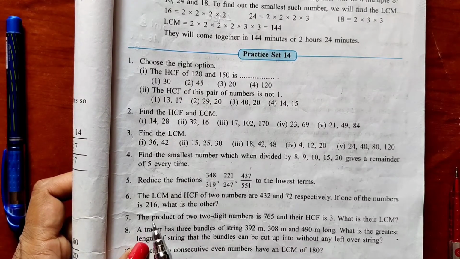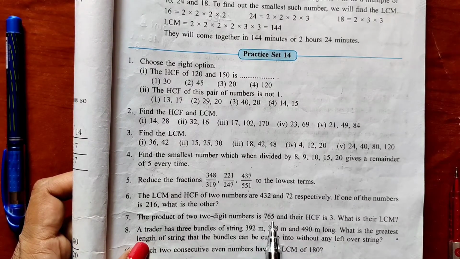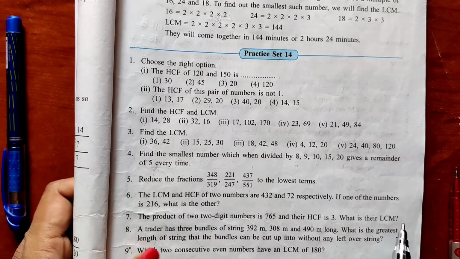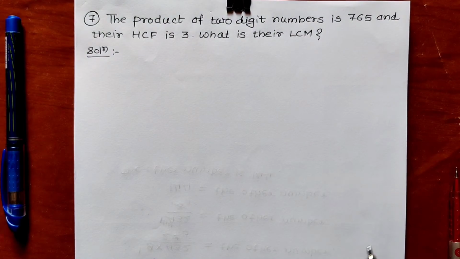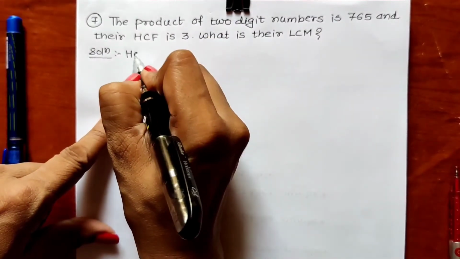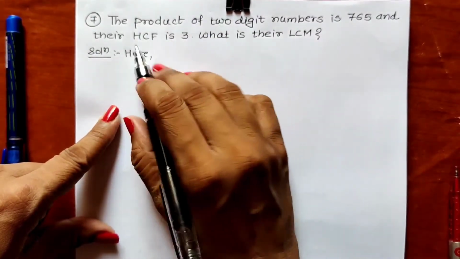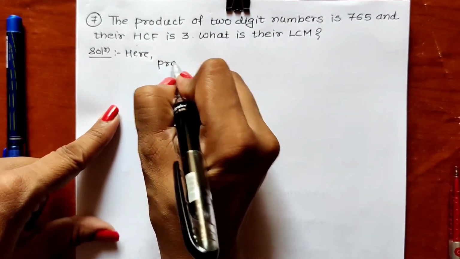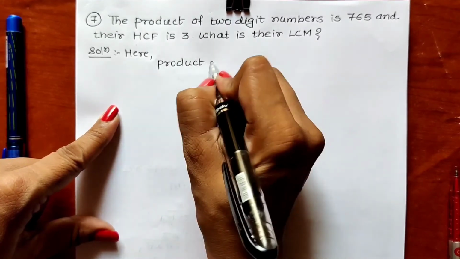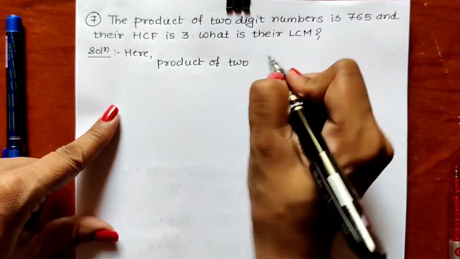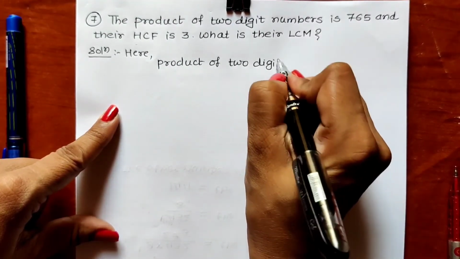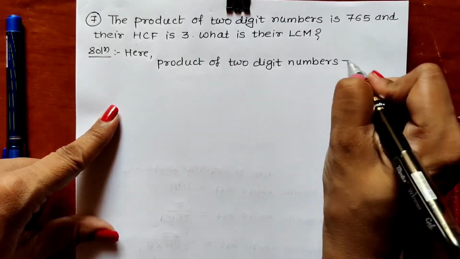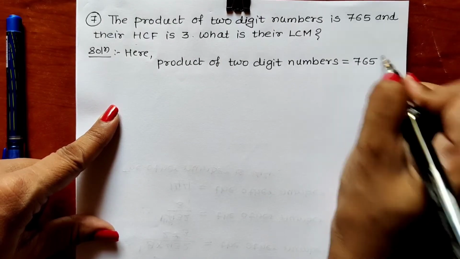Now question number 7. The product of two digit numbers is 765 and their HCF is 3. What is their LCM? Let us see how to solve this sum. Again we will be writing whatever is given here. What is given? Product of two digit numbers. So here we will be writing product of two digit numbers is equal to 765.